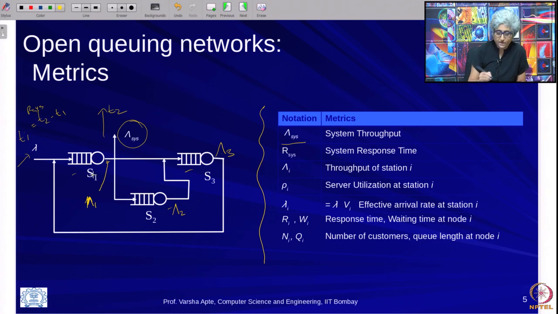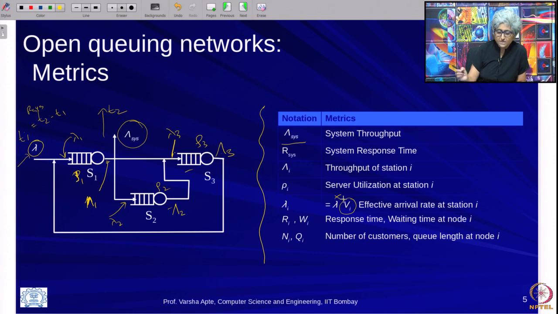Then we have the server utilization, that has the same meaning, server S1 will have some utilization rho 1, this will be rho 3, rho 2. Then we have something called the effective arrival rate at station i. This is again because there are multiple visits, even though there will be some external arrival rate lambda, the arrival rate right at the stations S1, S2 and S3 will be different, and that we denote by small lambda 1, this is small lambda 2 here, and this is small lambda 3. Okay. And it is kind of intuitive that this arrival rate here is going to be nothing but the external arrival rate multiplied by the number of visits here.